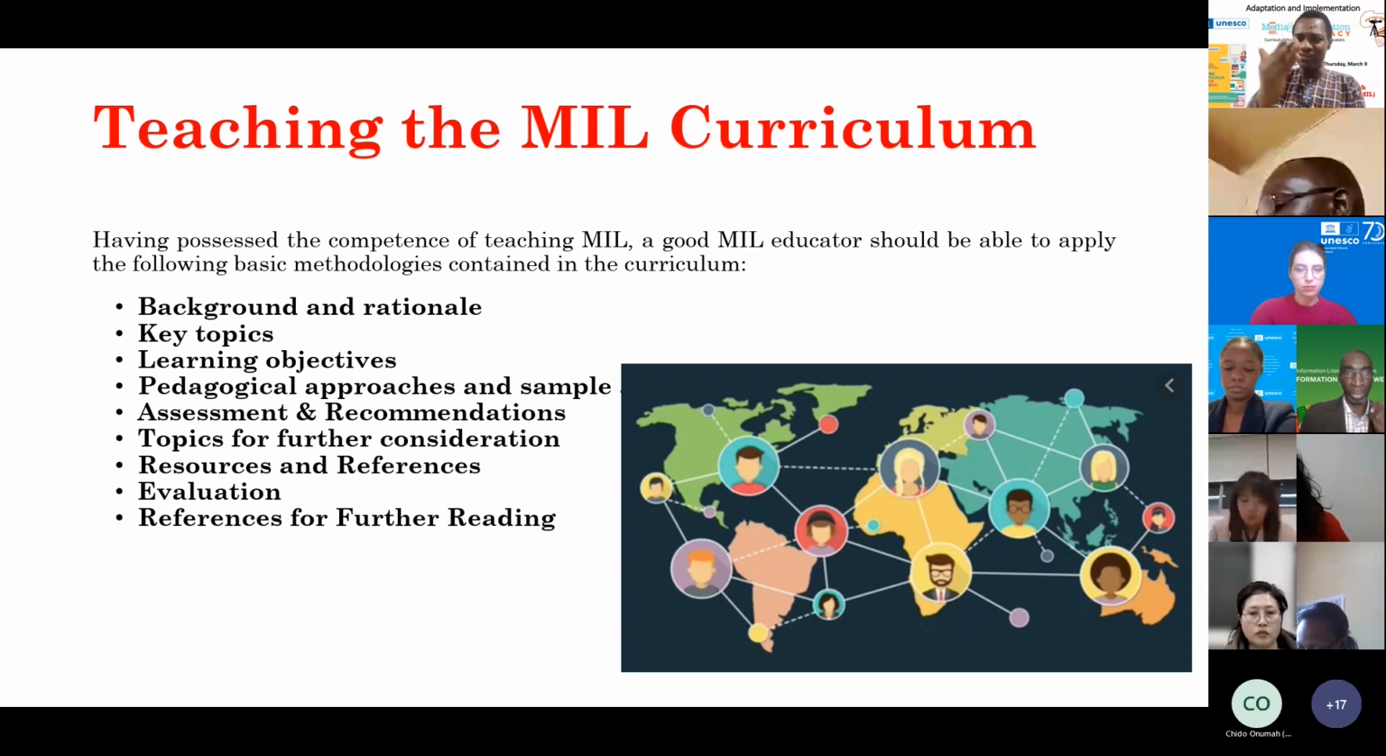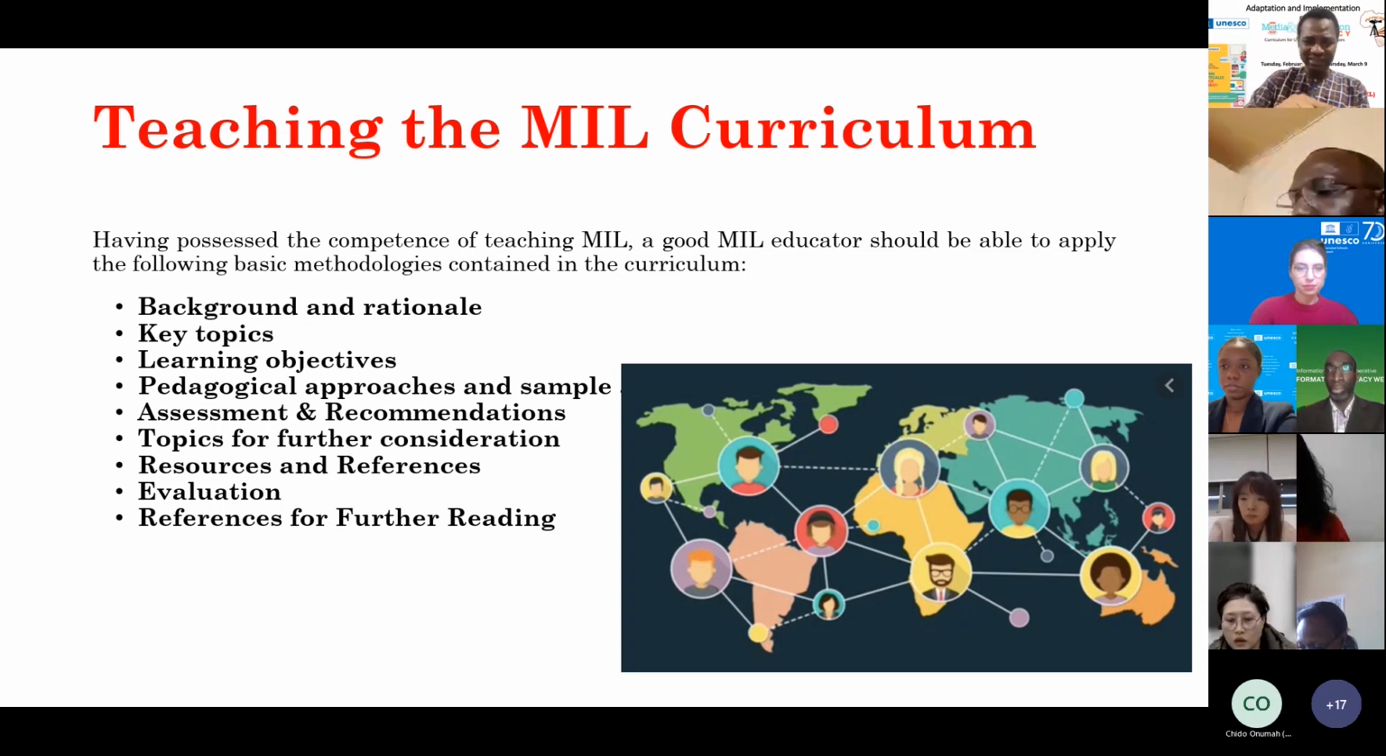So at the end of the learning objective, you must put it there. What is the knowledge you must acquire from this module, from this topic? What are the skills you must have gotten after this training? What is the attitude you must exhibit? What are the values? All these things must be part of it. And then you can go to pedagogical approaches and samples.